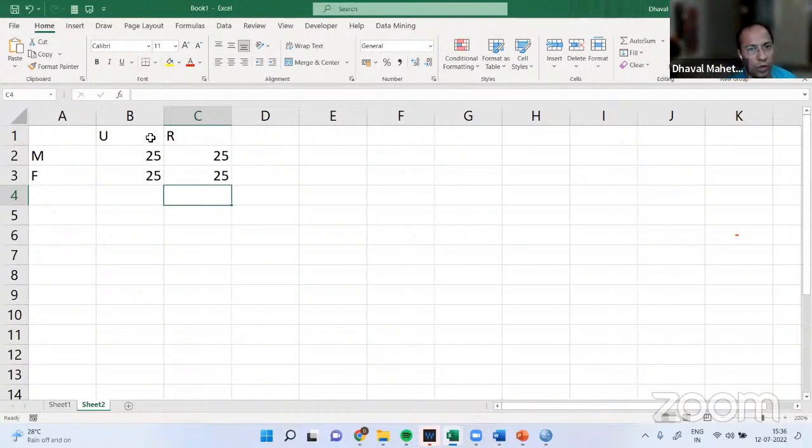Please write in chat box. What do you feel about this? Is there any association between gender and locality? No, yes. Tell me quickly. Will chi-square be significant or insignificant here? Right.